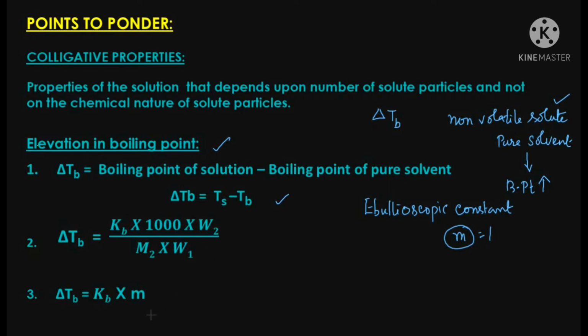Now the next formula is delta TB is equal to Kb into m. What is Kb? The ebullioscopic constant. What is m? It is molality. How to calculate molality? Molality can be calculated from the number of moles of the solute divided by the weight of the solvent. The number of moles of the solute can be calculated using the weight of the solute and the molecular weight of the solute: weight by molecular weight will give the number of moles. If the weight of the solvent is given in kilograms, then no issues. If it is given in grams, then you should multiply this formula with 1000.